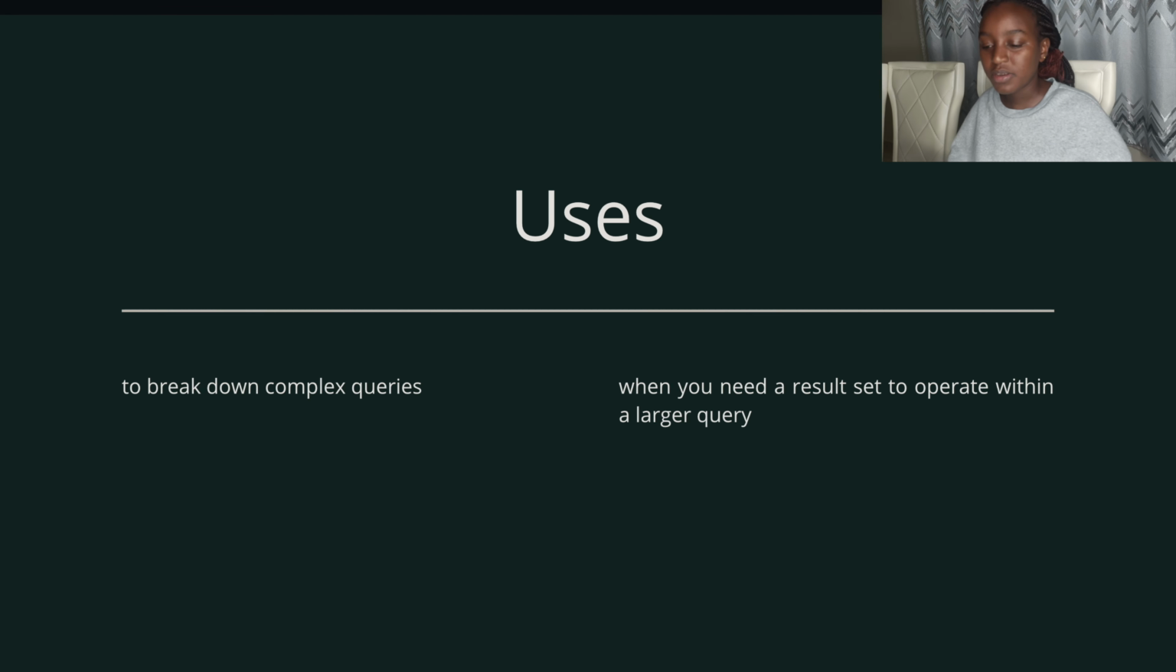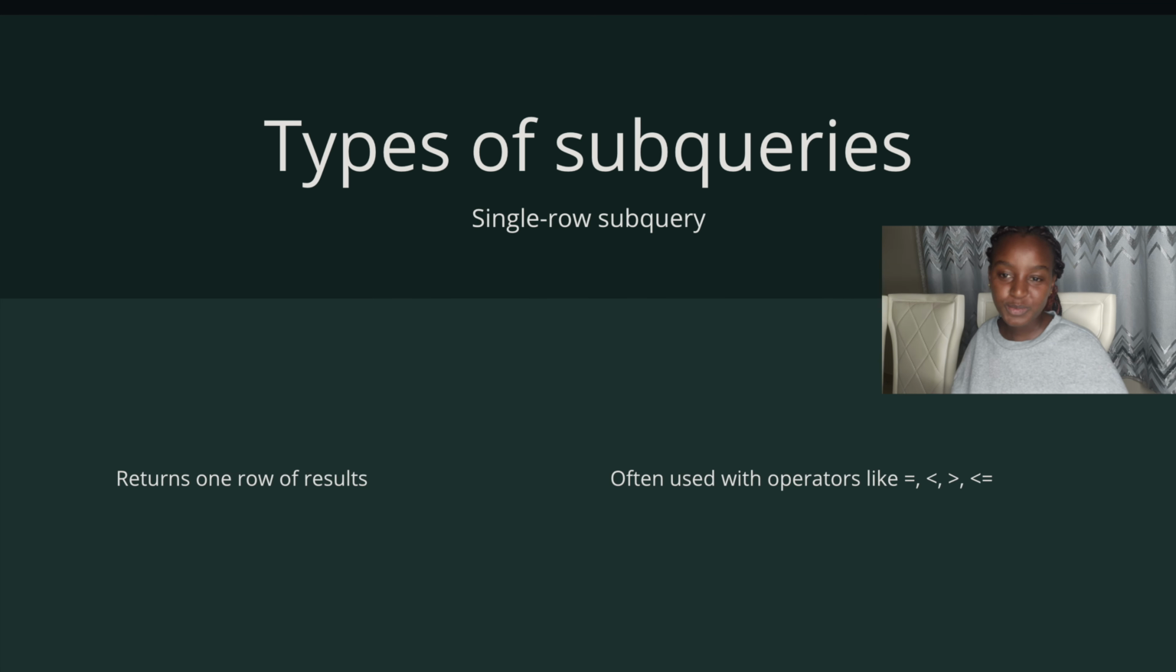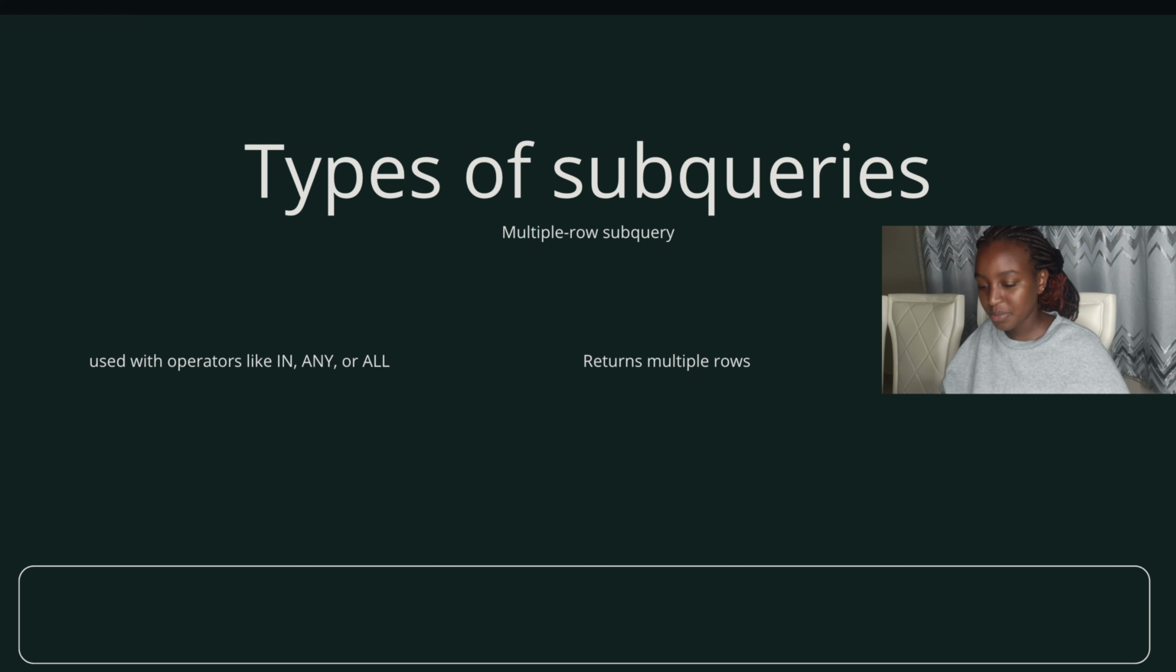We saw the example using IN, we saw the example using EXISTS. So in this case, the results of the inner query determined the results of the outer query. And we have different uses for this. It breaks down complex queries, and we also use it when you need a result set to operate within a larger query. We have different types of subqueries. I'm actually going to cover two: a single row subquery and a multiple row subquery.